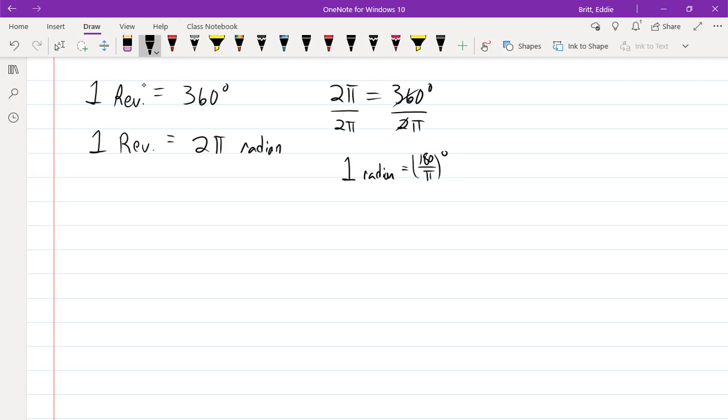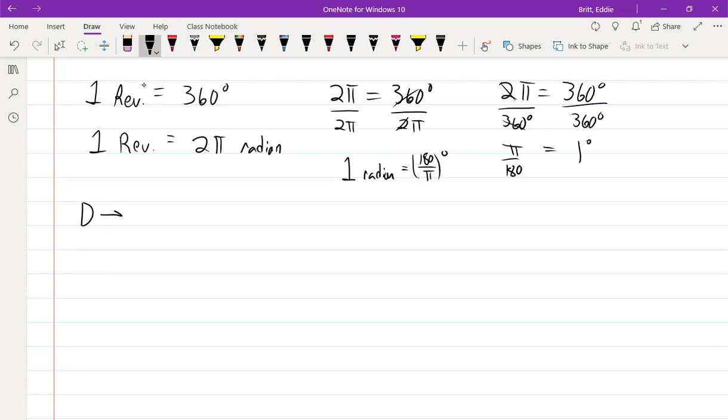Alright, we can also take that same formula and solve for degrees. So if I divided both sides by 360 degrees, then I would get that 1 degree is equal to pi over 180 radians. So we can use these two conversion factors to change from degrees to radians and radians to degrees.